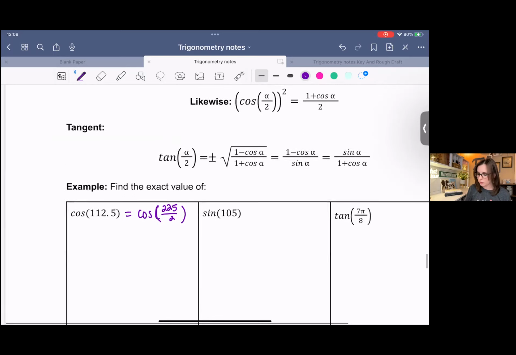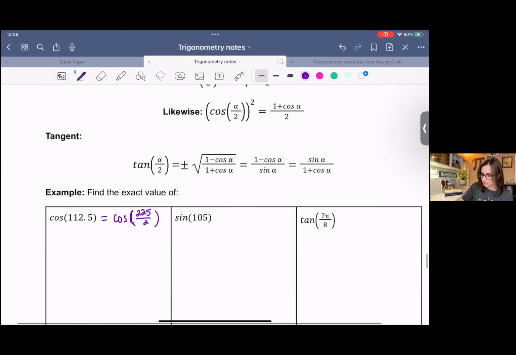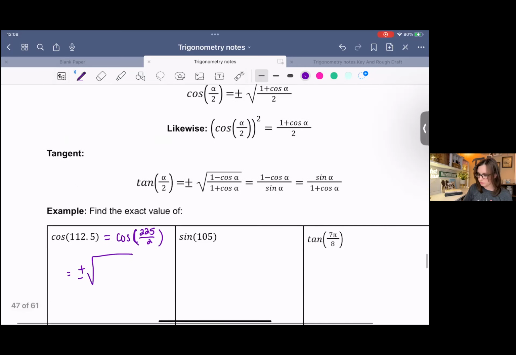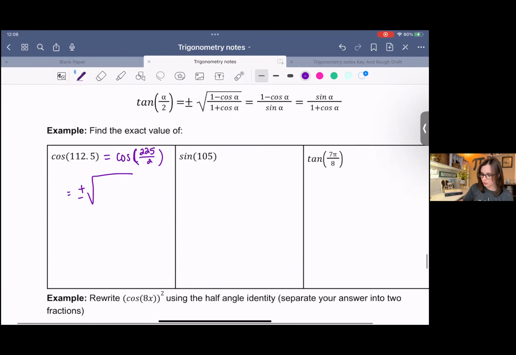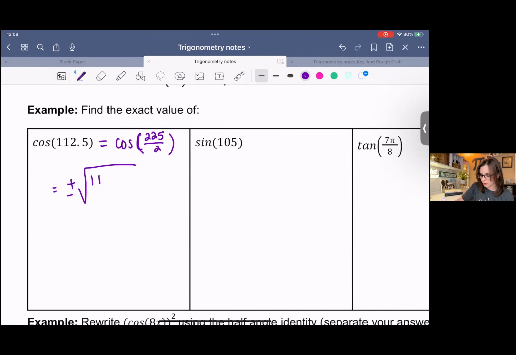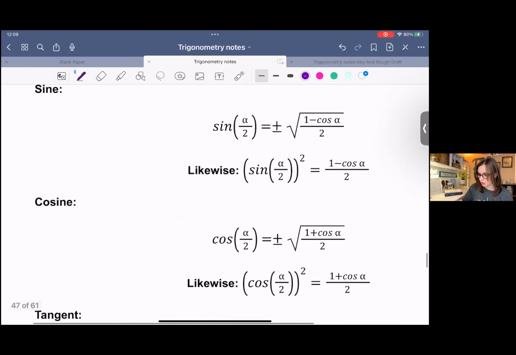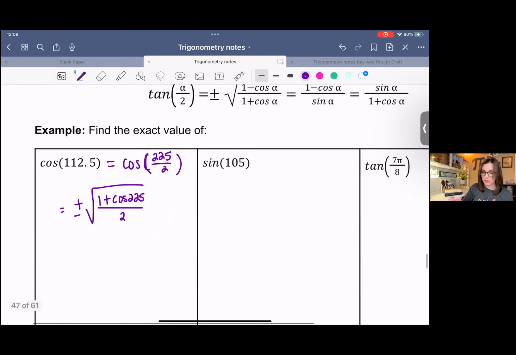And the half-angle for cosine is plus or minus square root of 1 plus cosine of the angle, 1 plus cosine 225 over 2. Make sure. Yes. Nope, that's sine. There it is. And then we can simplify.